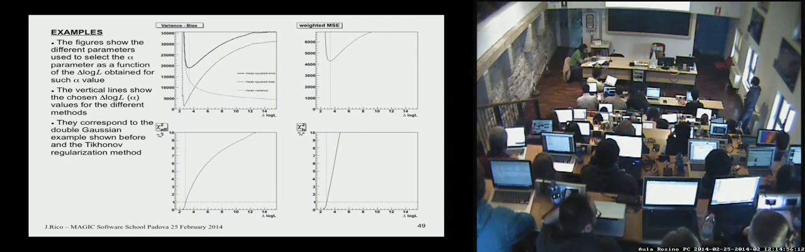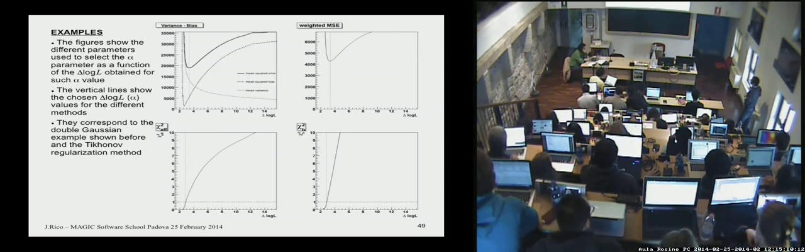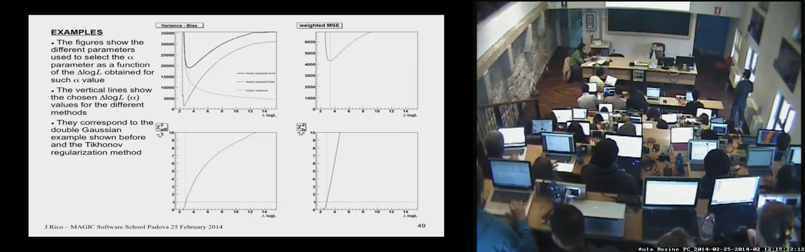And then you have this mean squared error, which is the sum of the bias and the variance, and is this solid line here. So you see how this curve has a minimum, and for this minimum you read what is the delta log L, and this tells you what is the optimal alpha. The same for the weighted mean squared error and the other 2 methods, which is when the value is equal to 1.